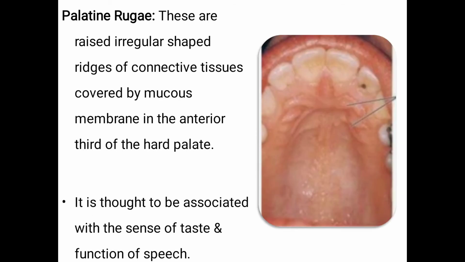The next landmark is the palatine rugae. Is raised irregular shape ridges. These ridges ظاهرة of connective tissue covered by mucous membrane. دايما بتكون وين؟ anteriorly بس anterior third of the hard palate, associated with the sense of taste and function of speech. بتساعد في التست وفي الفانكشن of speech.